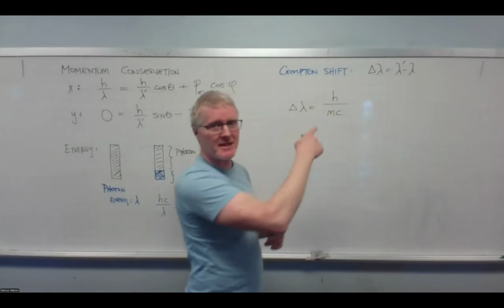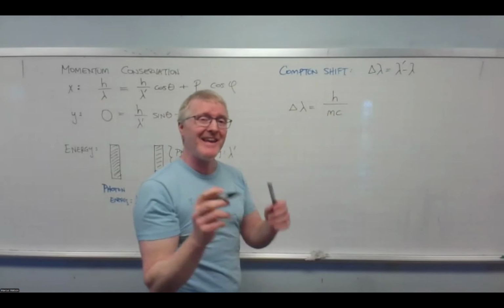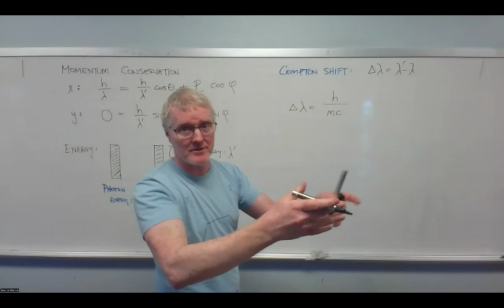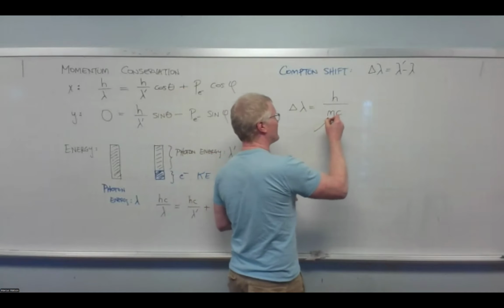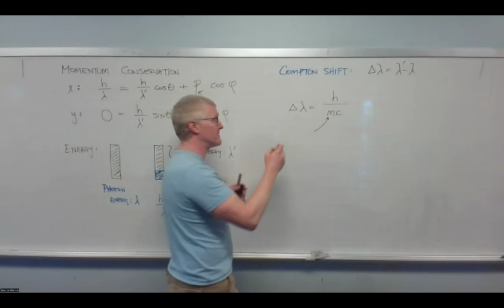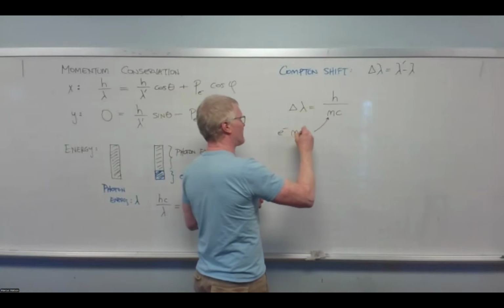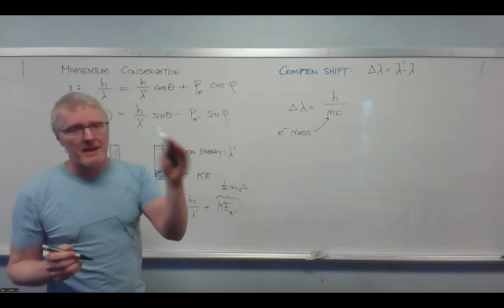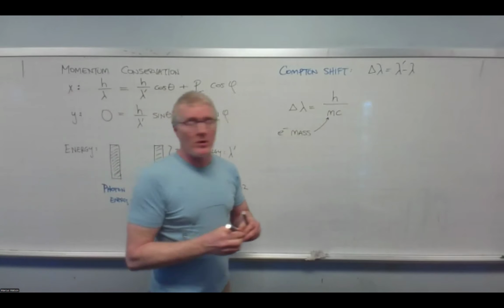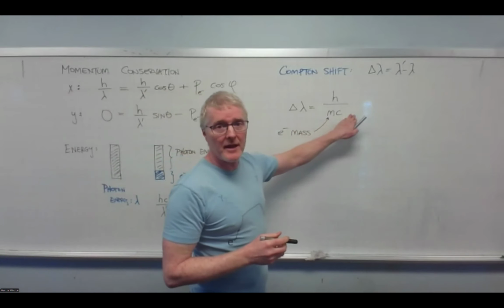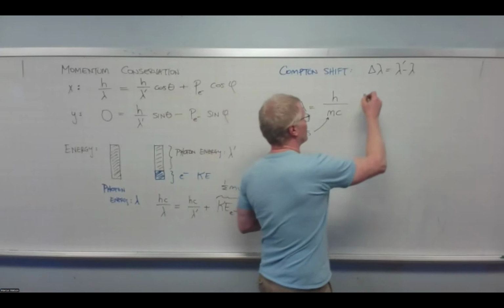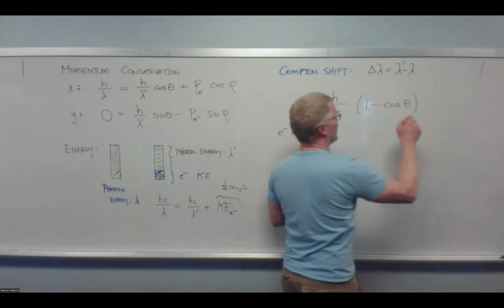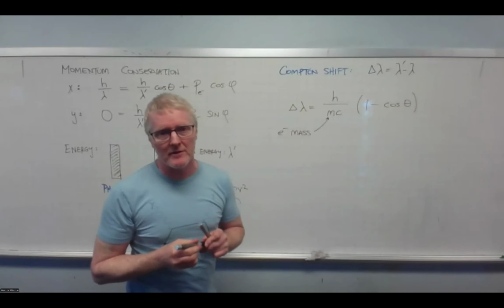This h is Planck's constant, and m is the mass of the electron. If it's not an electron that's getting scattered, it's the mass of whatever it is that is getting scattered. In this case, since we're talking about electrons, this is the mass of the electron. So I have Planck's constant, I have the speed of light, and I have the mass of the electron. All right, so I've got that, and now I've got a term here which involves the angle, and this is theta, which is the angle of the scattered photon.